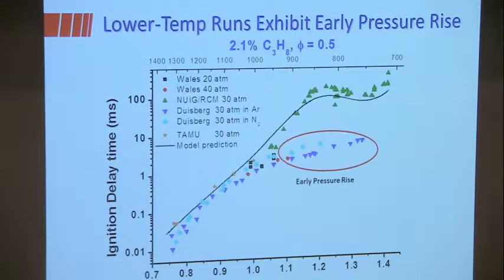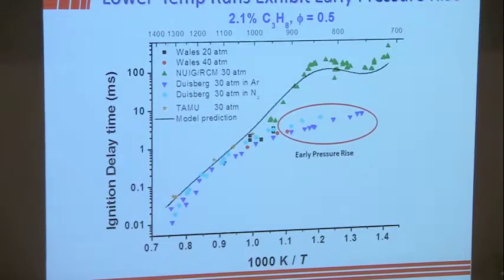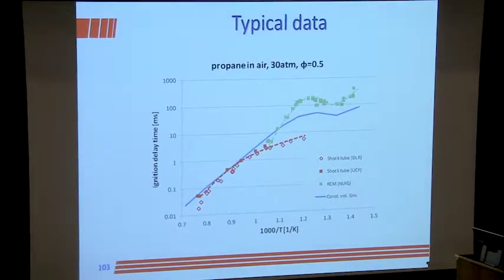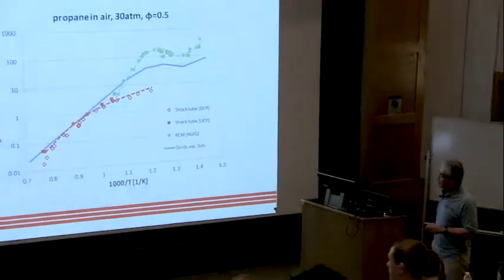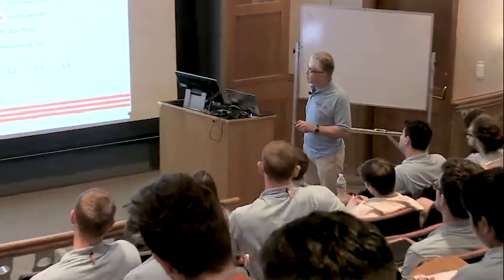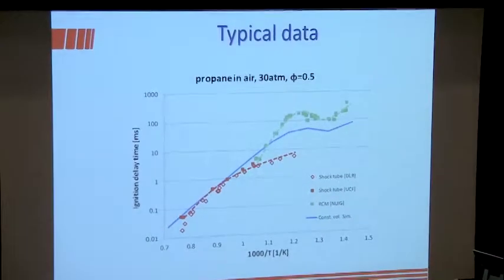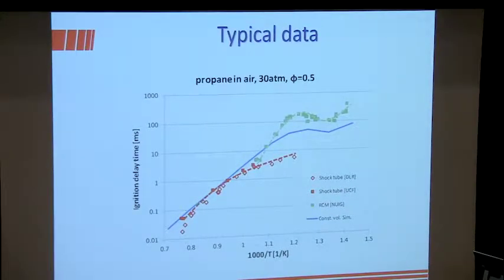So all of these data suffered from that early pressure rise. This is a simulation courtesy of Professor Alex Heufer, now at Aachen University, but he was a postdoc with me. He used a model that we had at the time to simulate the RCM data again, and the shock tube data again. If we do a constant volume simulation, this blue line, it captures neither data set. So neither facility is ideal. Both of them have their flaws.